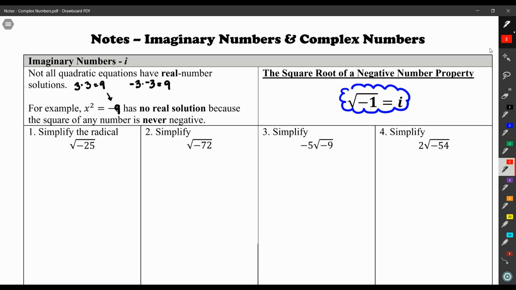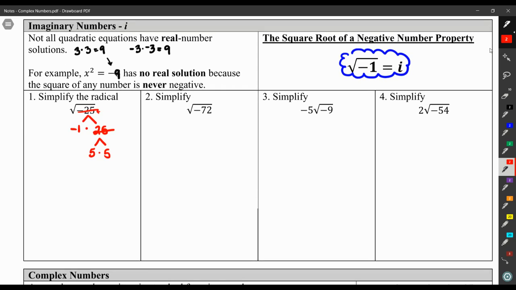So if we look at number 1, simplify the radical. I'm going to break this up into its factor tree. I'm going to multiply negative 1 times a positive 25 to get me back to this negative 25 here. And I'm going to keep breaking down these numbers until I get a prime number at the very bottom of every branch. So negative 1 is prime. 25, however, I can break up into 5 times 5. Now, both of these 5s at the bottom are, in fact, prime numbers.